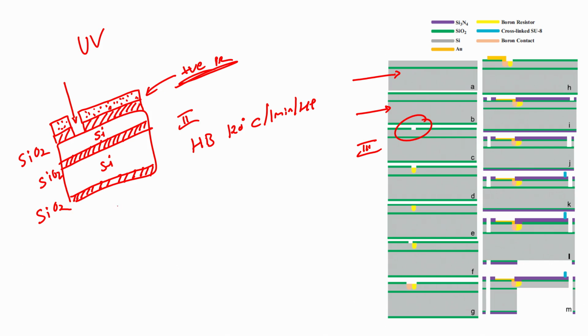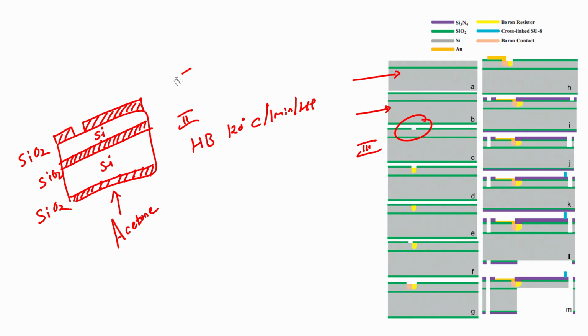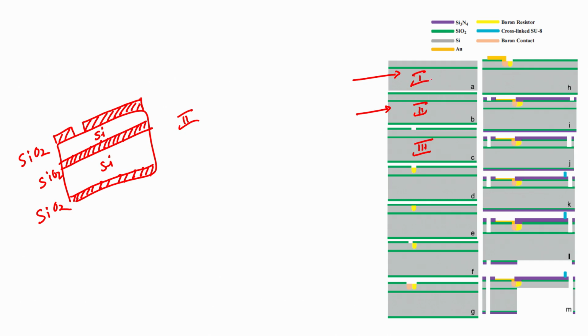The next step would be, I will dip this wafer in acetone. If I dip this wafer in acetone, what will happen? My photoresist will get stripped. If my photoresist gets stripped, then what will I have? I will have my step number 3. So, from step 2 to step 3, this is the lithography process. You got it? Easy, right?